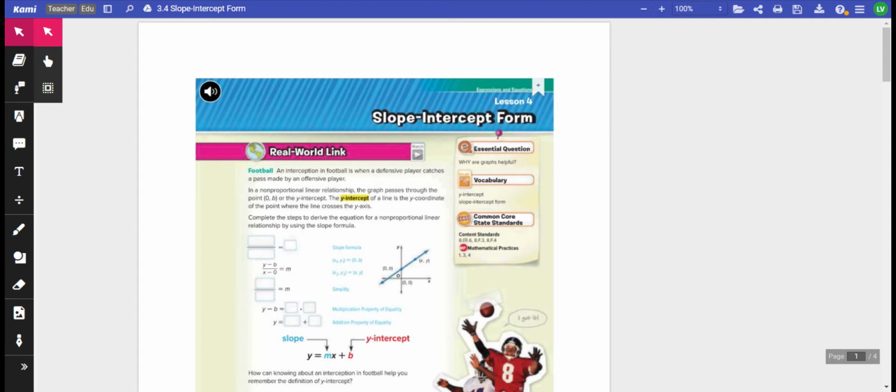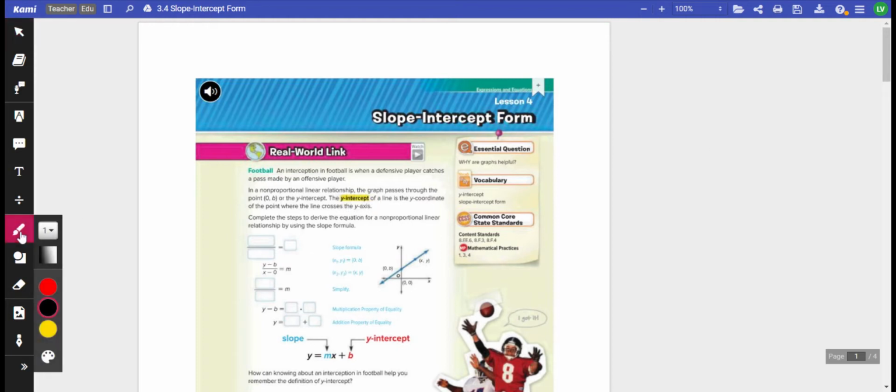Football. An interception in football is when a defensive player catches a pass made by an offensive player. In a non-proportional linear relationship, the graph passes through the point (0, b), or the y-intercept. So I'm going to underline this. The y-intercept of the line is the y-coordinate of the point where the line crosses the y-axis.